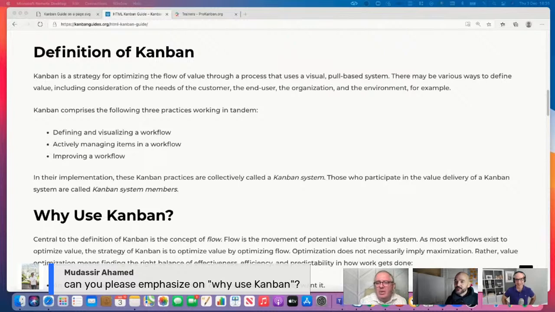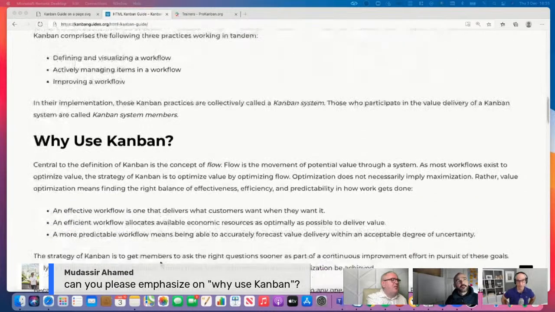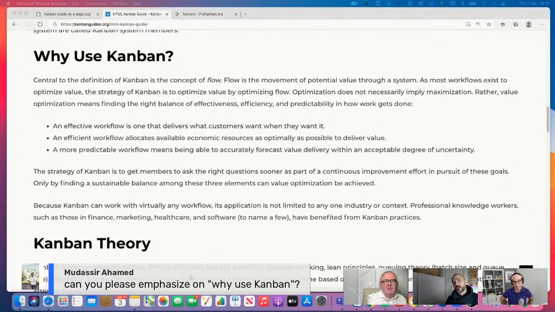Can you please emphasize on why you use Kanban? Who wants to take that? Well, I think Andy, I just kind of went through that. Fundamentally, if you're doing a job, your job exists probably to deliver value for a customer somewhere. And we believe one of the best ways to deliver that value is to focus on flow. And so, what is Kanban? It's a strategy to achieve that flow, so we can ultimately deliver value to our customers. I might kind of extend that.